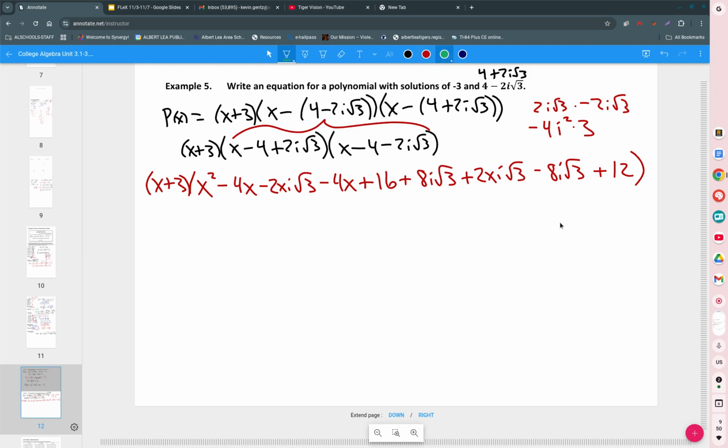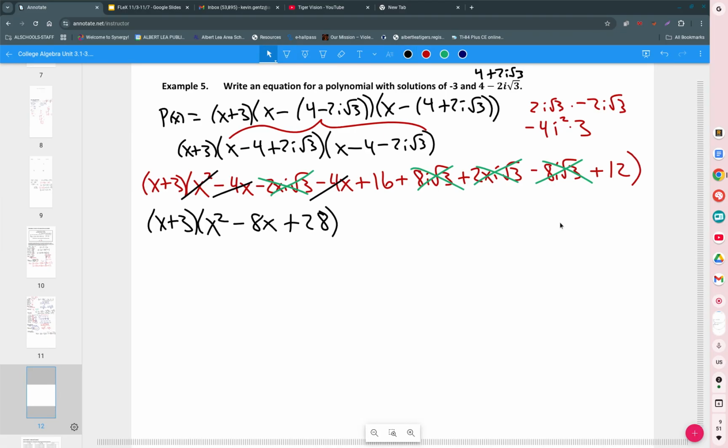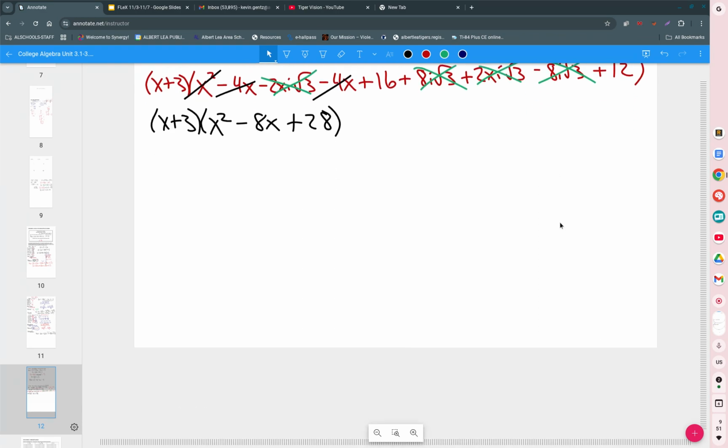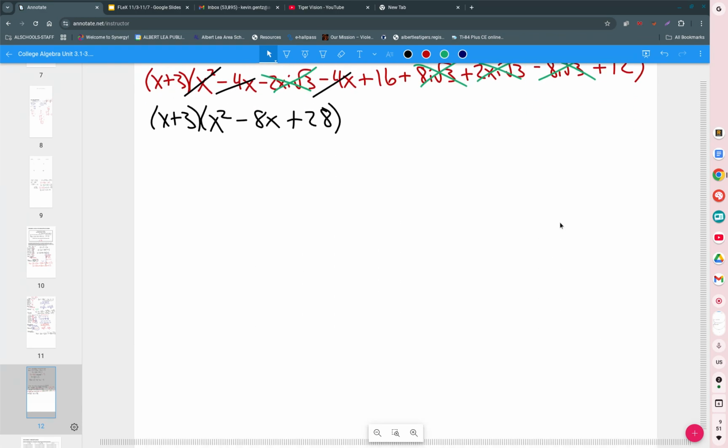Hey, it's Christmas. What happens? This guy is gone with this guy, and this guy is gone with this guy, and then we got a bunch of stuff that we can combine together. I have my x squared. Minus 4x and minus 4x, that's a minus 8x. And then 16 and 12, that's 28. Wow. All the imaginary parts went away, didn't they? Now we just multiply that out, we're done.